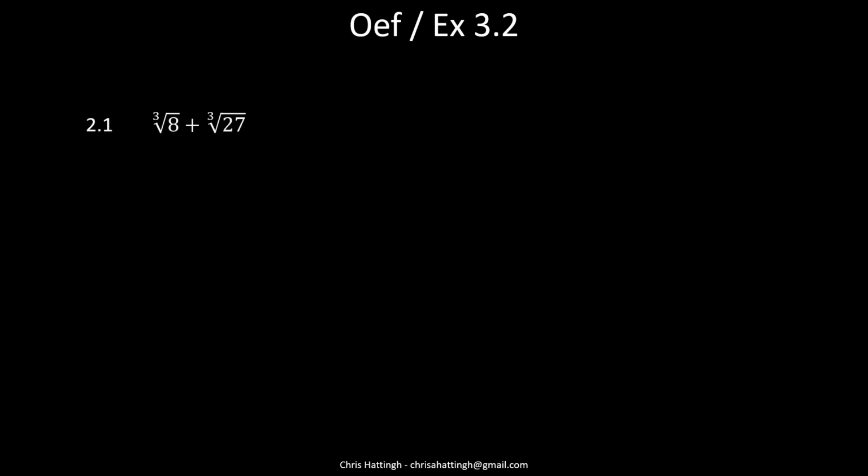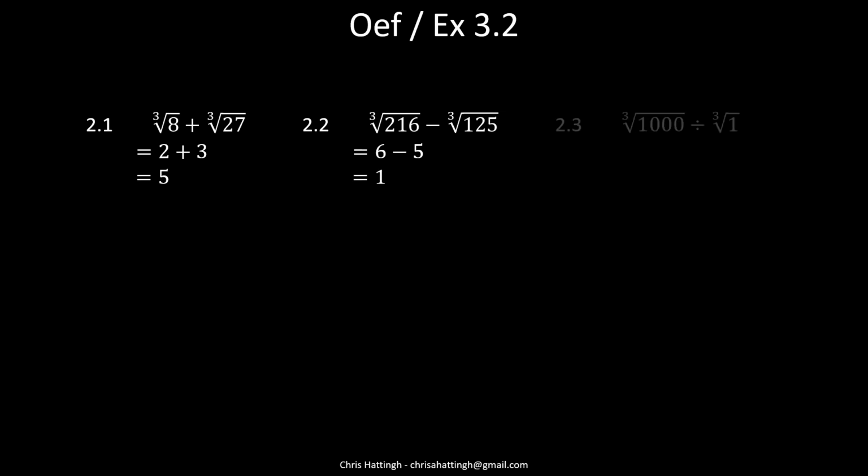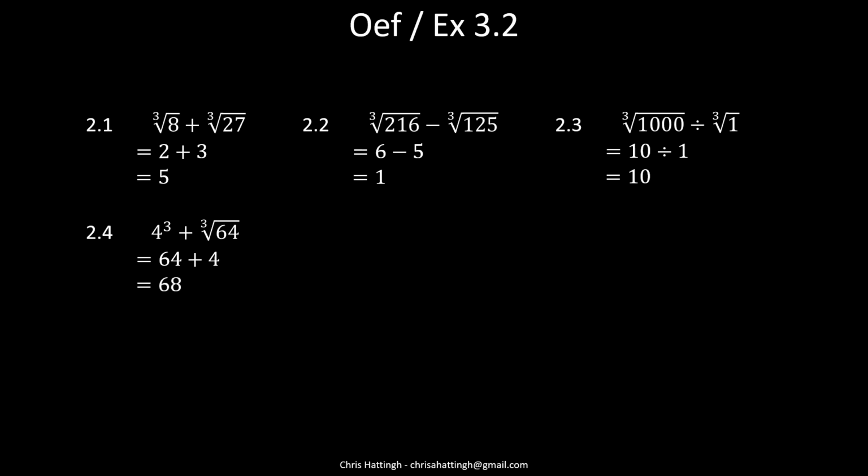Number 2.1, cube roots. The first one is 2 plus 3 gives you 5. The second one, 6 minus 5 gives you 1. The third one, 10 divided by 1 gives you 10. Number 4, 64 plus 4 gives you 68.